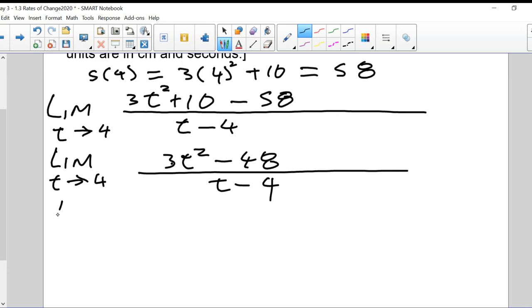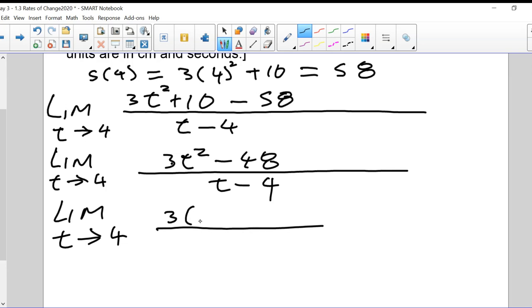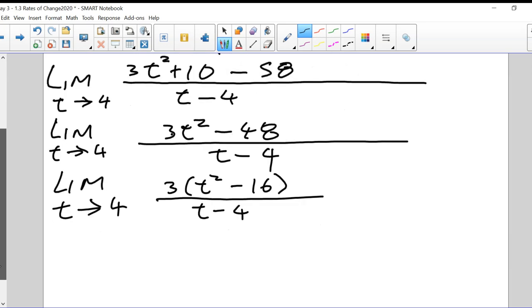So the limit as t approaches 4, and by the way, well done to Jordan and Kushi on that. Let's factor out that 3 and see if that helps us out. So 3, and then t squared minus 16, and then we've got the t minus 4 at the bottom as usual. Well, that still doesn't help us too much. Difference of squares, oh, thank you, Richard. Okay, so let's try that.